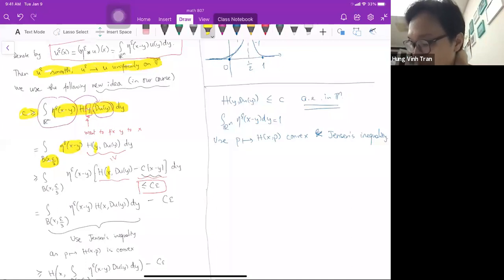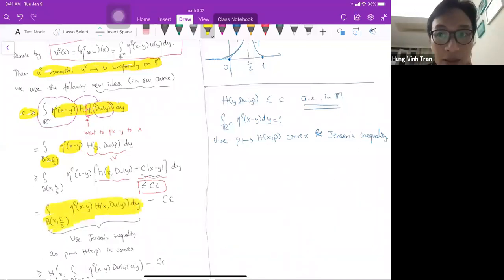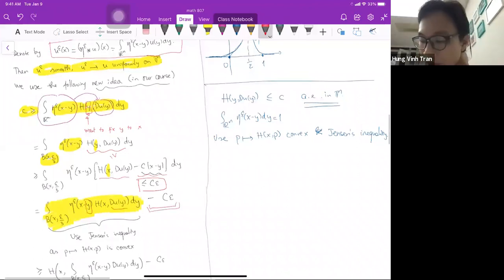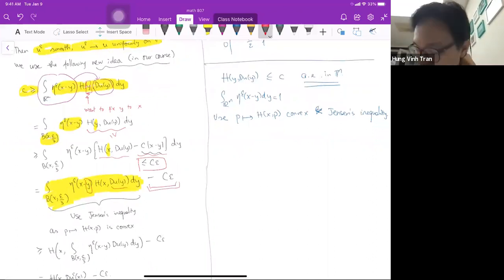So that's good. I have been able to change my integral to the one that I'm highlighting here. This one is good because x is fixed. The only y that are changing are in this slot and in this slot, right? X is a fixed thing, and surely I have to pay a price of c epsilon, which is okay. It doesn't matter. Now I'm going to use Jensen's inequality.